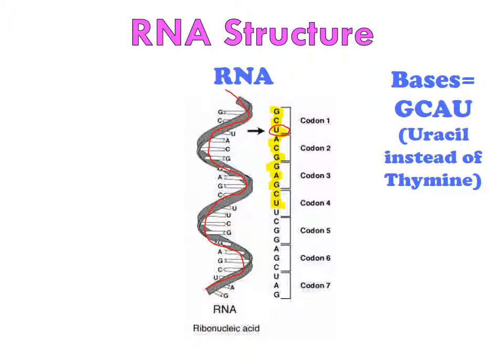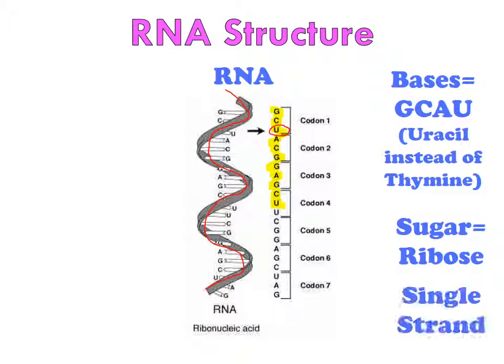Something else that you'll also notice is that it is RNA and not DNA. In DNA, we use the sugar deoxyribose. In RNA, we are going to use the sugar ribose. The last thing you might notice that is a little bit different here is that RNA only has one strand. So this is not a double helix. This is simply a helix.